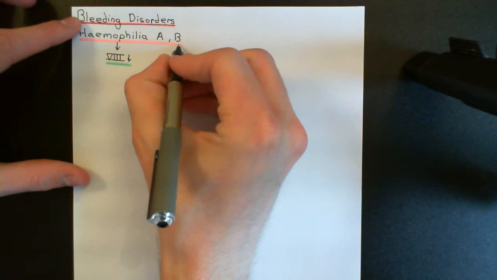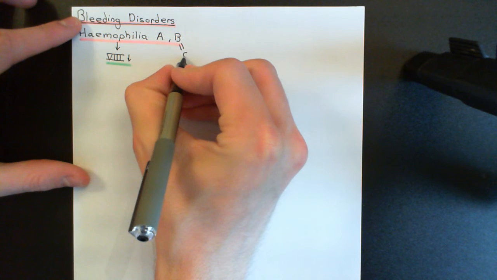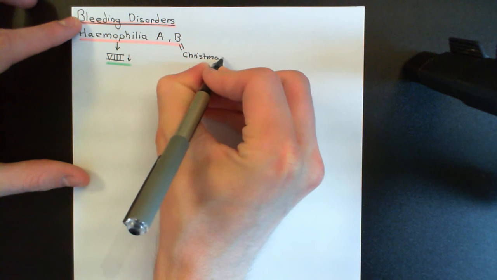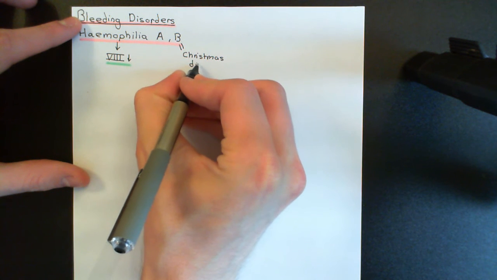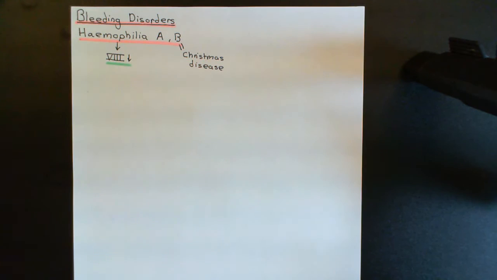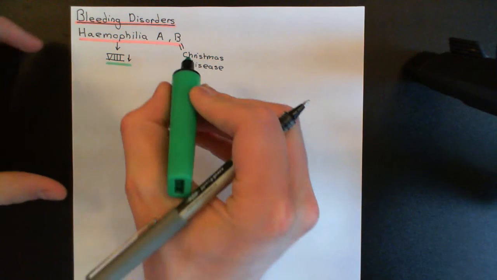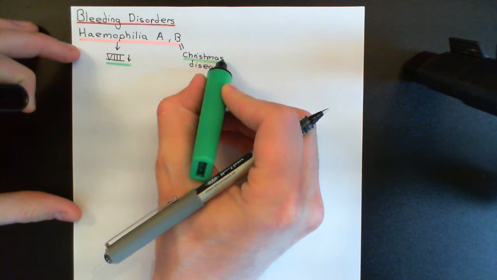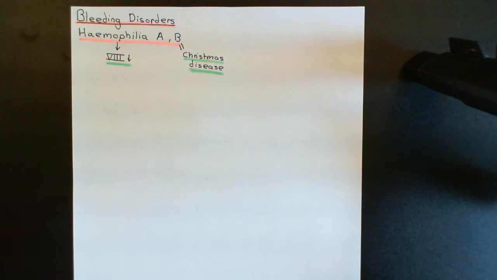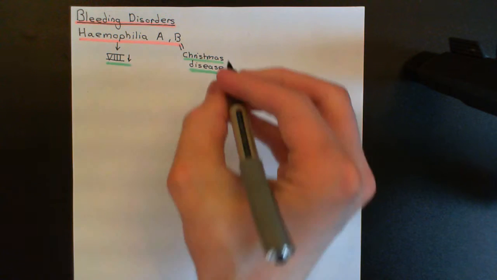Okay, so that's what happens in Haemophilia A. Now let's go on to Haemophilia B. So Haemophilia B, as I say, is the rarer of the two, and this is also called Christmas disease. And that should give you a clue as to which coagulation factor is affected in Haemophilia B. Okay, so the mechanism's very, very similar. It's just deficiency of one of the coagulation factors. Okay, and of course this is Christmas factor, factor 9.